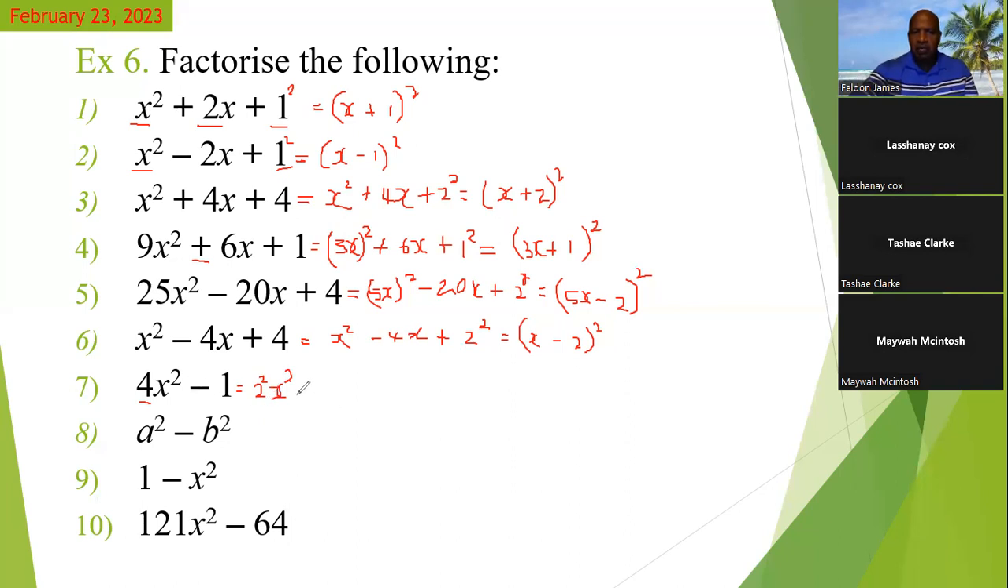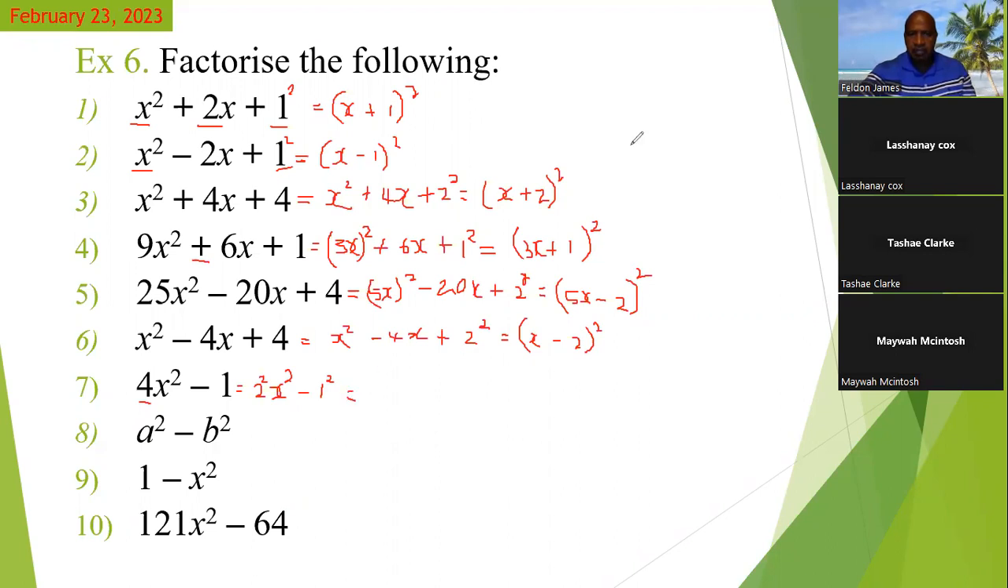Can minus 1 be written in square form? Yes, sir. 1 can be written as 1 squared, because when we multiply 1 times 1, it's the same as 1. So 1 is the same as 1 squared. All right, continue, Ms. Clark.